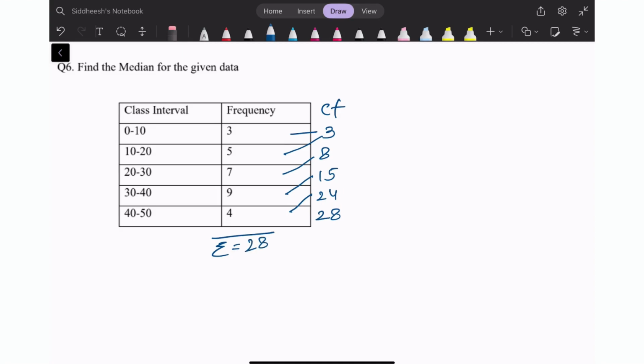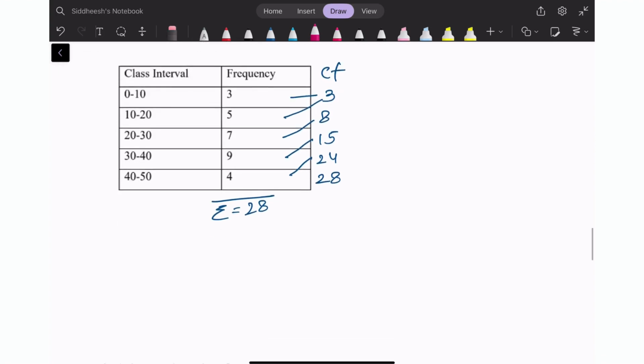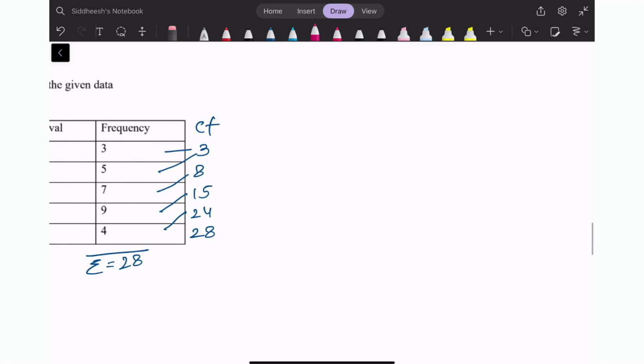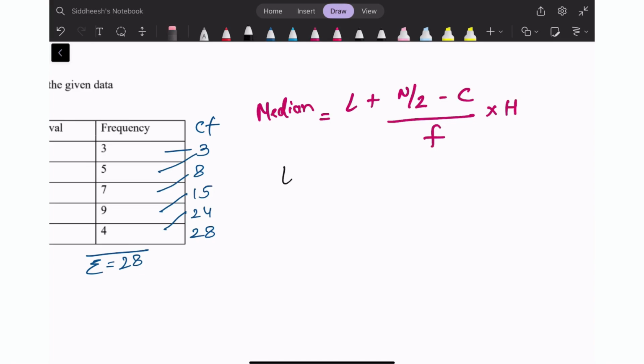Now remember one formula to solve the median for the group data. So formula is very simple. It is what? L plus n by 2 minus C upon F into H. This is the formula for median for group data. Now here L is what? Lower class limit. What about n by 2? Our formula for median, if you can remember again.